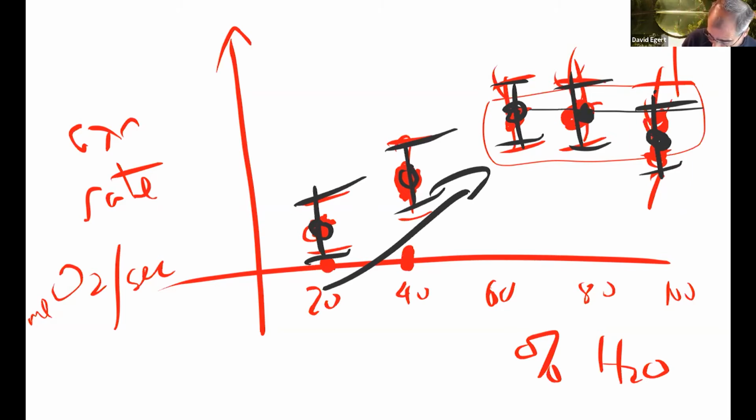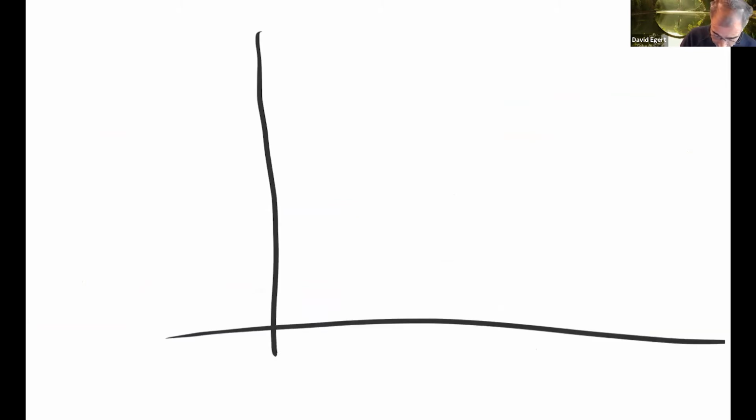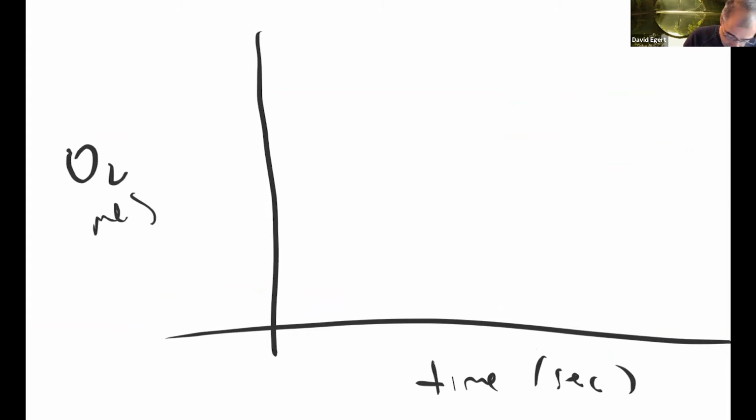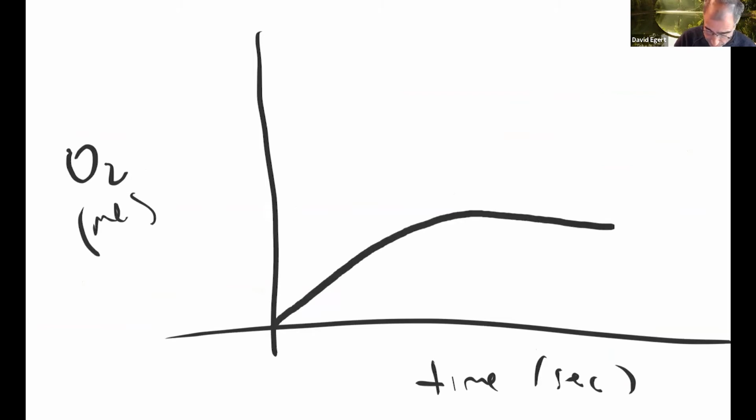Because ideally, theoretically, if I'm looking at time in seconds and mils of O2, it's going to go up, it'll kind of die. This might be the 20%, trial 1.